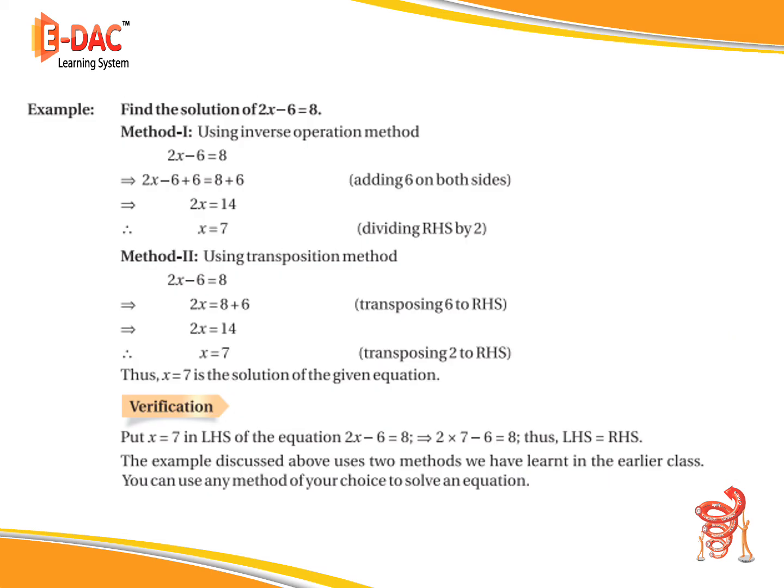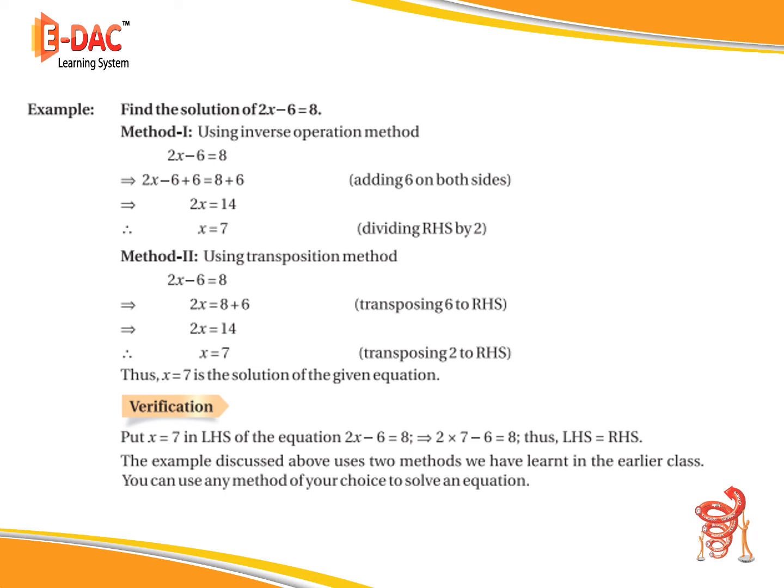Let us have a look on this example. Find the solution of 2x minus 6 equals to 8. Method 1, using inverse operation method. So, we have this equation 2x minus 6 equals to 8. Carrying out the inverse operation, what we do is we add 6 on both the sides. By adding 6 on both the sides, LHS becomes 2x and RHS becomes 14. By dividing both the sides by 2, we get x equals to 7.